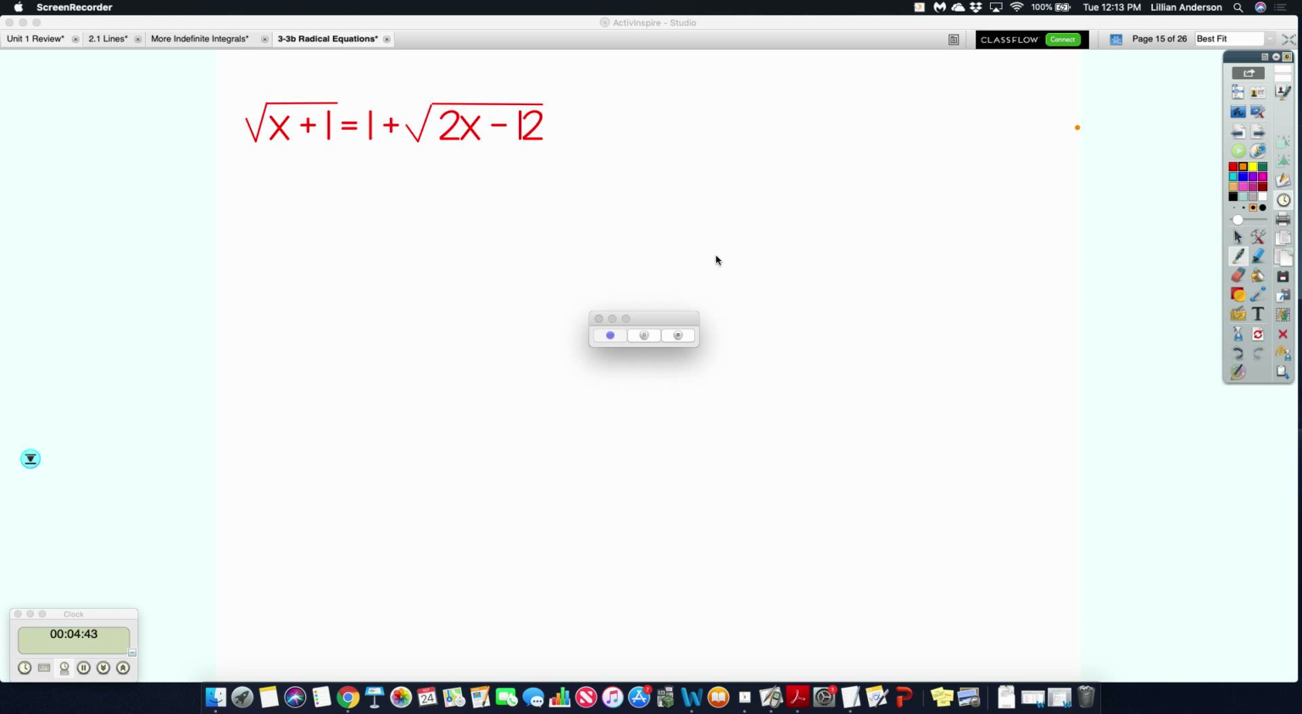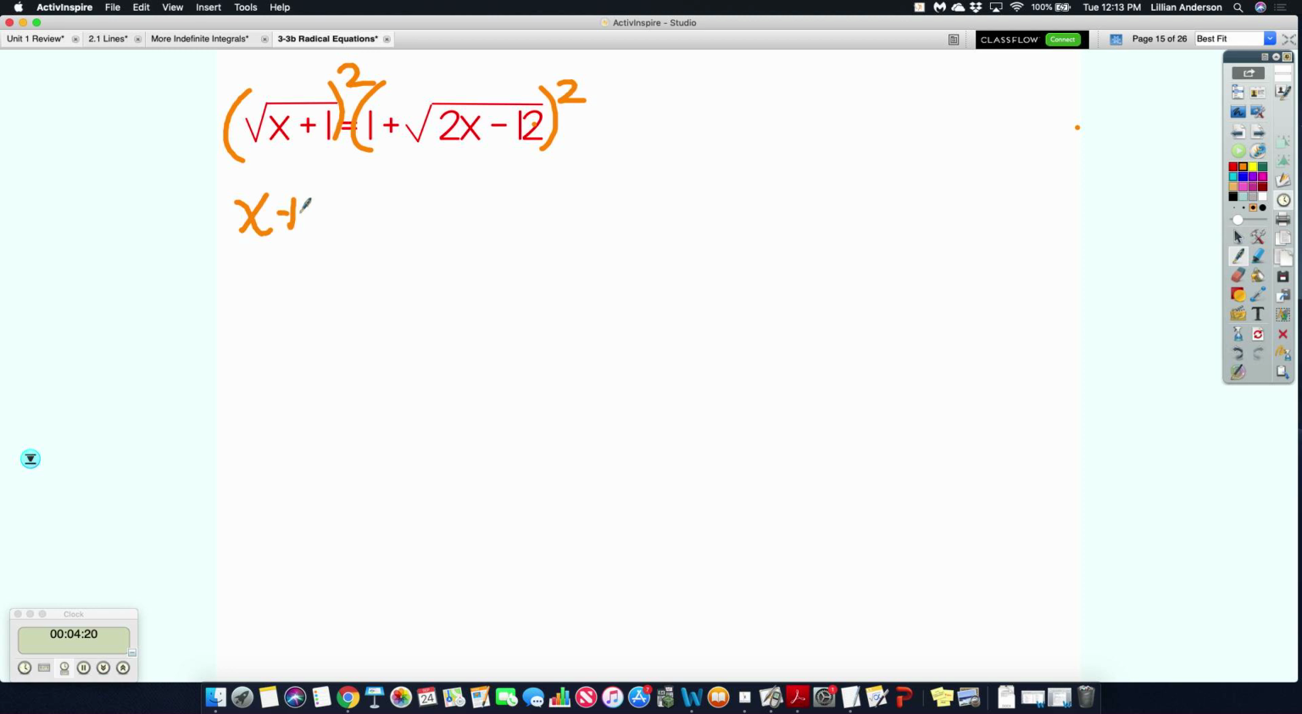Okay? So what you need to do is make sure that you have one of the two radicals by itself on one side, which you do. Okay? Then what you want to continue to do is square both sides like you normally would to get rid of that radical. Okay? On the left side, you'll have x plus 1. But on the right side, you're going to have to FOIL that expression.